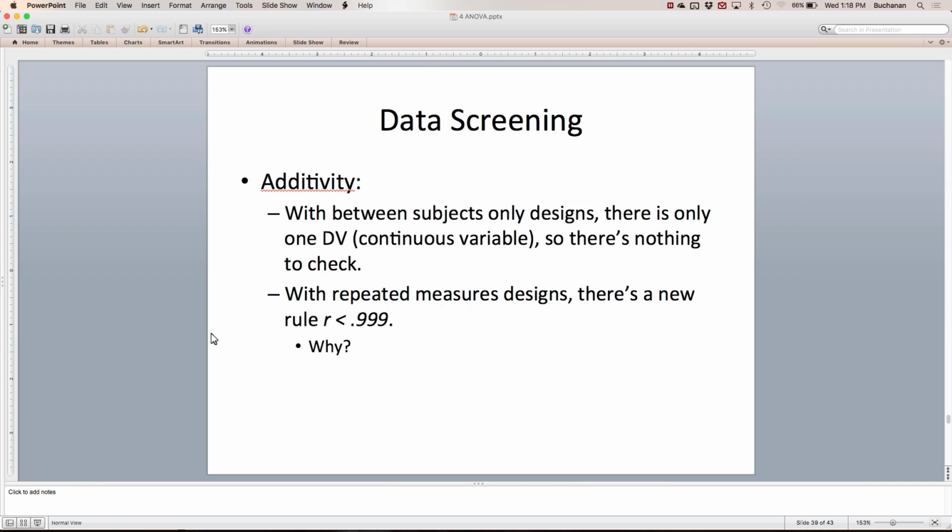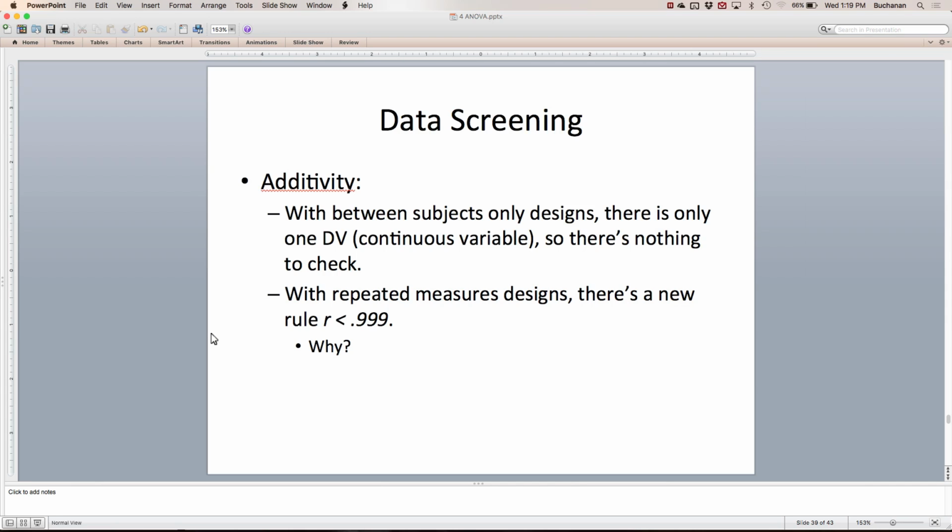With repeated measures, there's a new rule. It's 999, which means that you have to check the real correlation table, not just the symbols for numbers one. And why is it so high? These are the same people tested over and over again. Of course they're going to be correlated. It's the same person. If the columns aren't correlated, what are they doing in this experiment that they're not answering consistently? Right. And so basically you have to make sure it's not perfectly one, so it will run.